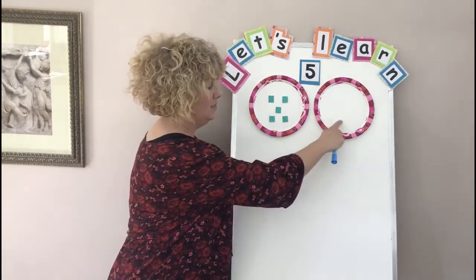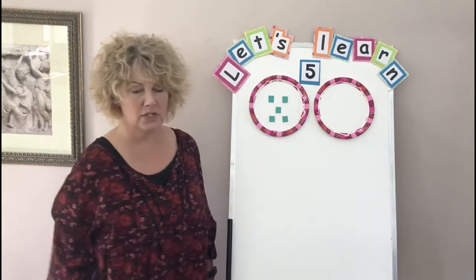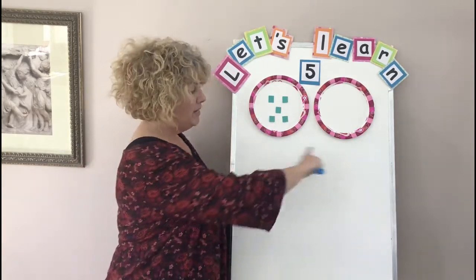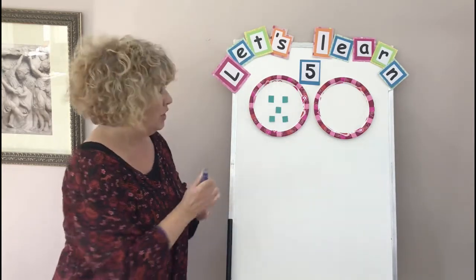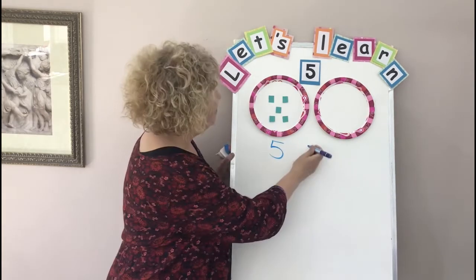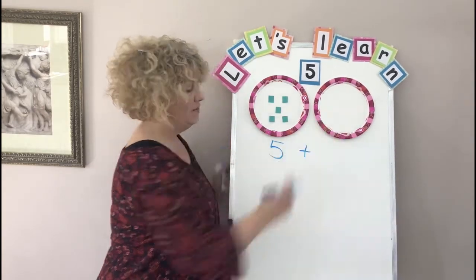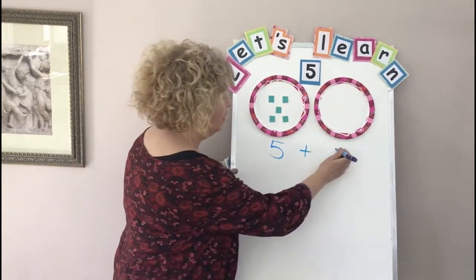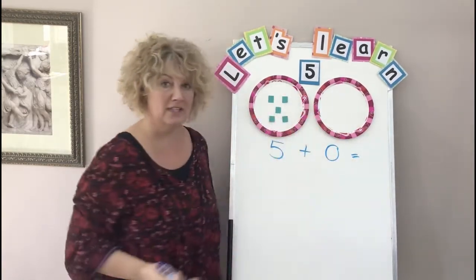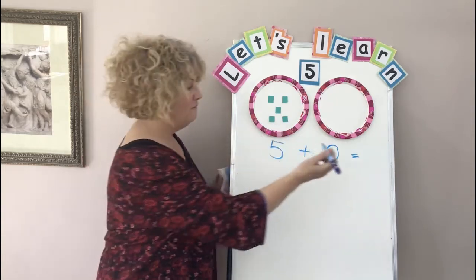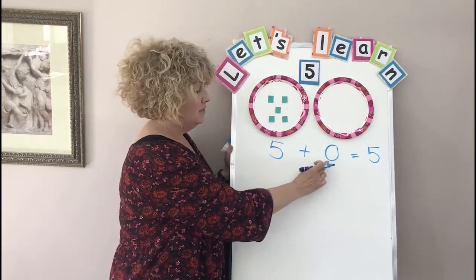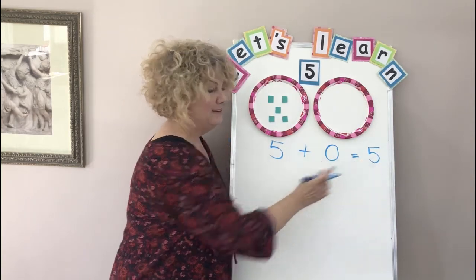5 plus 0 equals how many squares altogether? We still have 5 squares, right? And we're going to write a number sentence that goes with this picture. So I have 5 squares here, so I'm going to write a number 5 plus, how many squares do I have on this side? 0, so I'll write a 0 here. And that equals how many squares all together? 5. I still have 5 squares, so I'll write a 5 here. 5 plus 0 equals 5.